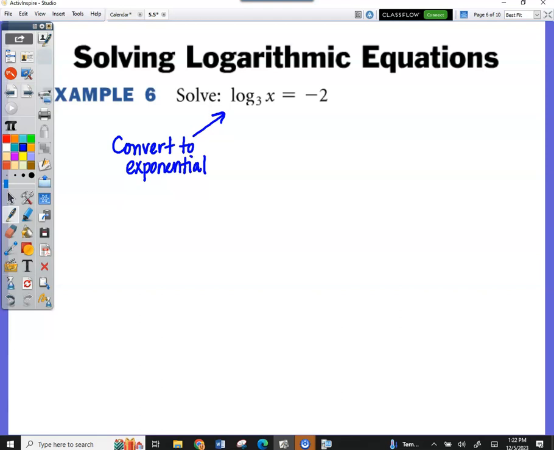All right, the base of the log is 3. The other two switch. Now x is by itself. Go to the calculator, type it in. You can probably do that in your head though. It should be in fraction mode. 3 squared is 9, but it's a negative 2, so it's going to be 1 over 9, right?